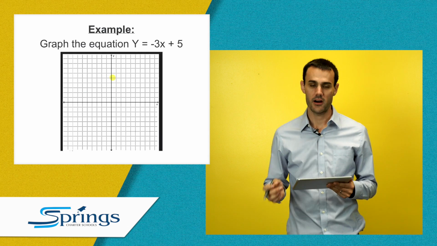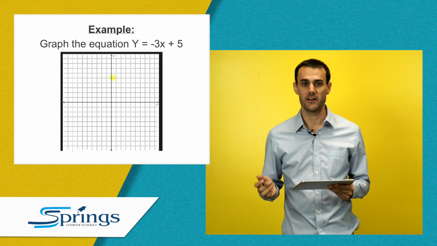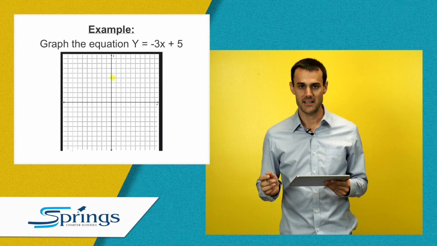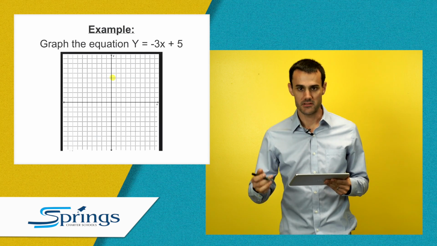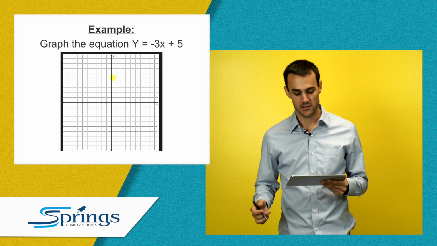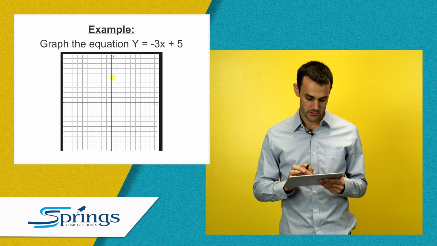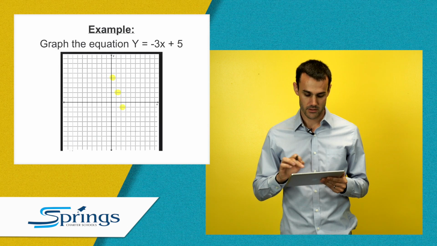Now, we are going to use rise over run to help us create the slope. In this case, it's negative 3. So we're actually not going to go up 3. We're going to go down 3, and then 1 over to the right. So here we go. Down 1, 2, 3, over 1. Down 1, 2, 3, over 1.